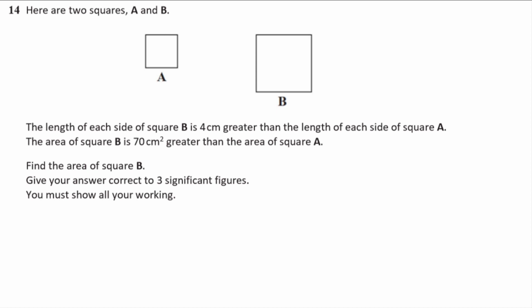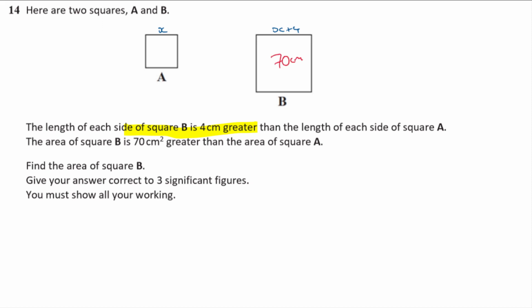Now, when you know things about something but you don't know the things themselves, this is a good time when you should be using algebra. Okay, so I don't know the side of length A, but I know that B is 4 centimeters greater than the side of length A. So that's a classic example of where you should be using algebra. So we're going to say that the side of square A is going to be x, and therefore we know that the side of square B, which is 4 centimeters greater, is going to be x plus 4, isn't it?